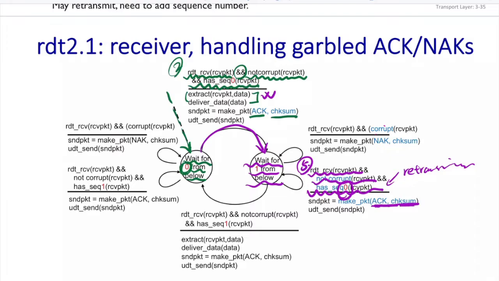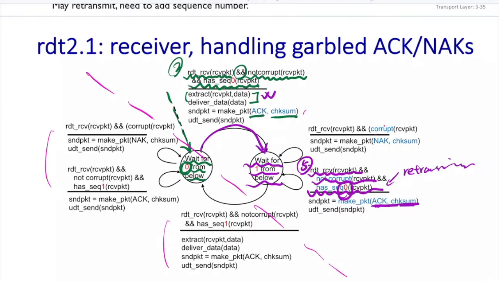Okay, so as you can see, these two finite state machines are symmetric. They are either expecting sequence number 0 or expecting sequence number 1. So that is symmetric. We will not go over this part, but it is exactly the same as the right hand side.